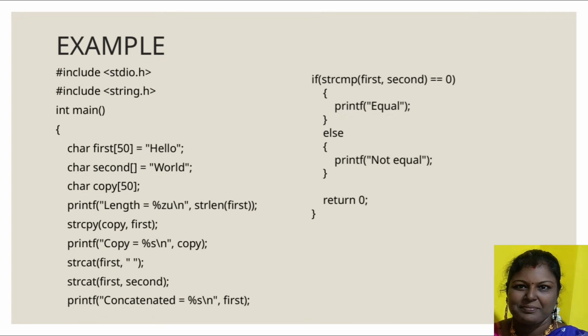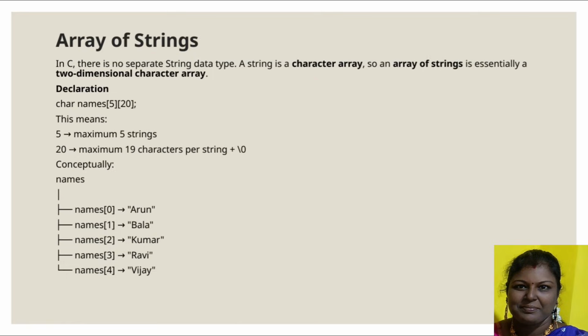In C, strings aren't a separate data type. Instead, a string is just an array of characters. So when we talk about an array of strings, we're really dealing with a two-dimensional character array. For example, if we declare char names with 5 rows and 20 columns, that means we can store up to 5 strings, each up to 19 characters long plus the null terminator. Conceptually, each row holds one string, like names[0] holding Aaron, names[1] holding Bala, and so on.